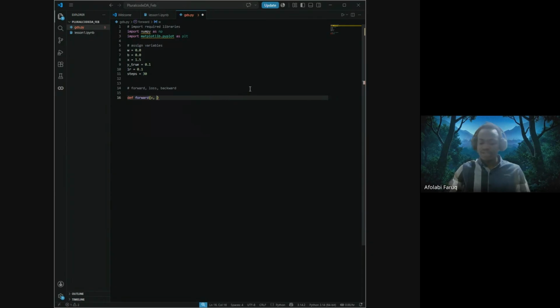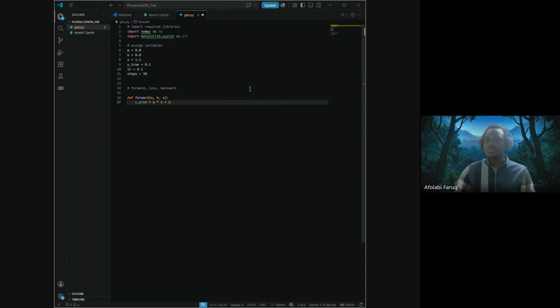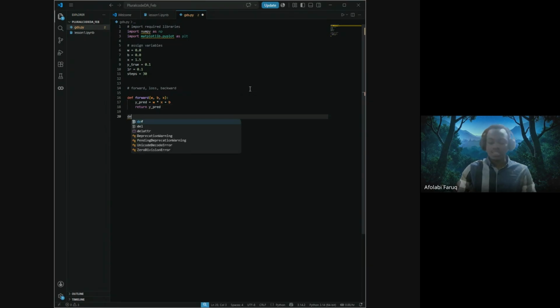Inside of this, we have our weights, our bias, and our input feature X. Here we have our y pred equals W times X plus B, right? And after computing the y prediction, we return y pred. So that's the first function we are defining.